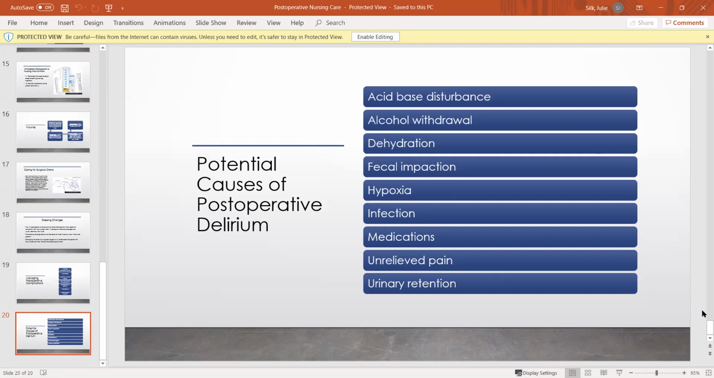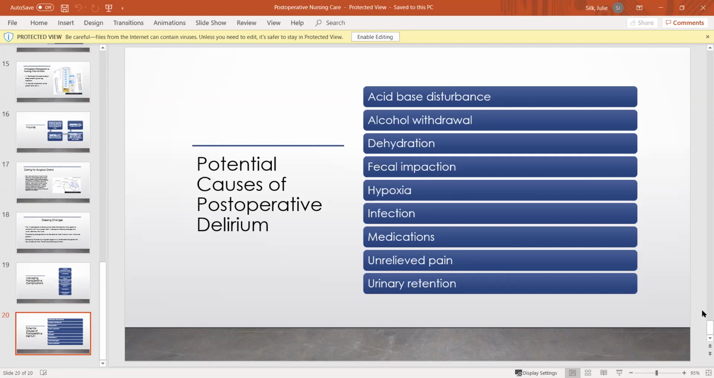So there's a bunch of different things that could cause it. I have a list of things here, but there's probably even more than what I listed. There's a lot of things that can cause it. So if this person just has some kind of acid-base disturbance, that could cause it. If they are a drinker and they're going through alcohol withdrawal, that could cause it. If they're dehydrated or have a fecal impaction, that could cause it. Hypoxia, infection, urinary retention, all these things. So basically, you want to treat the underlying cause. Once you do that, it'll fix it. It will improve.